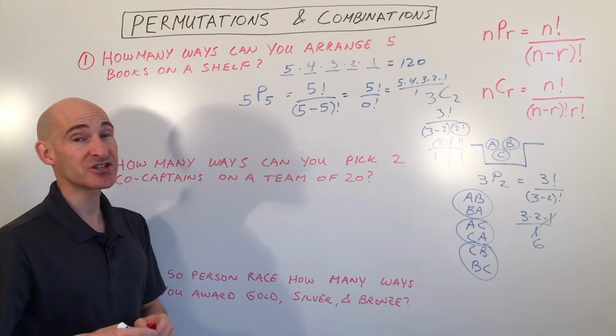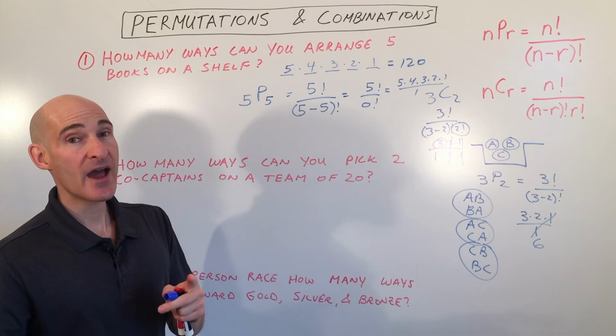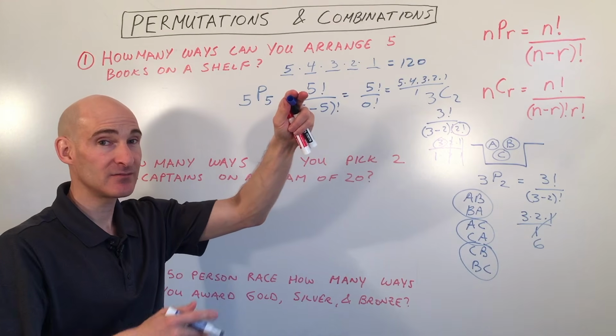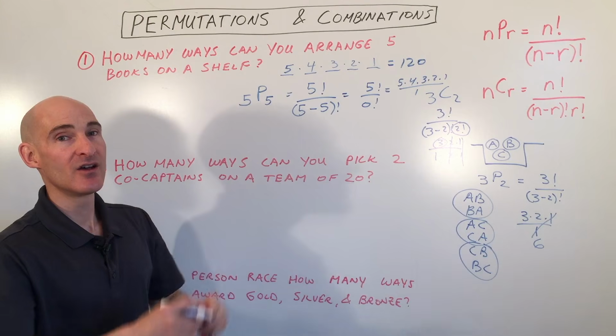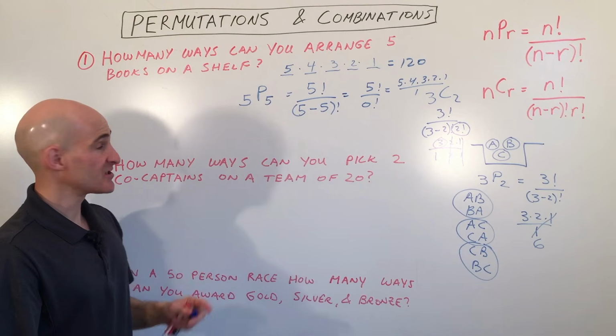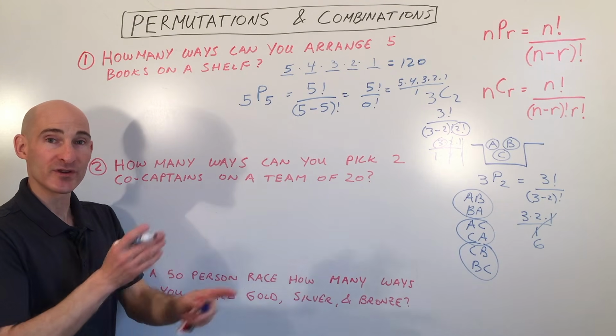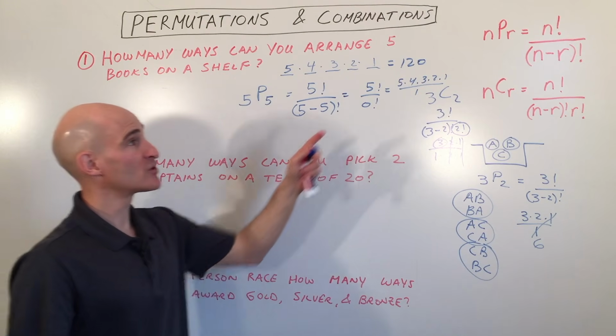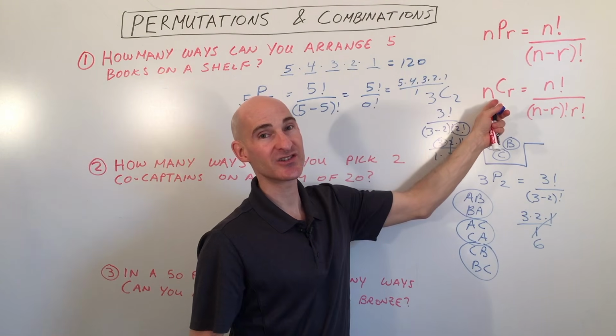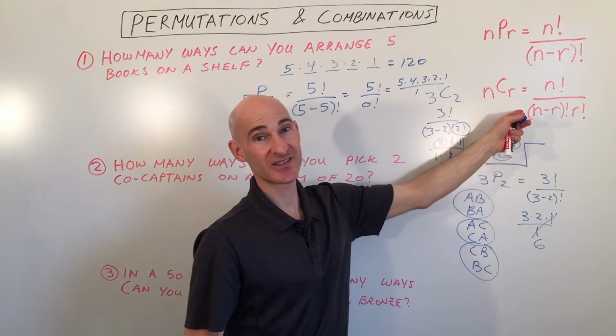Now let me ask you a question. Does the order matter? Is there like a head co-captain and like an assistant co-captain, or are they the same? In this case, they're the same. It doesn't specify any importance as far as the order is concerned. So that tells us that we're going to be using which one? Permutations or combinations? Combinations, because the order doesn't matter.